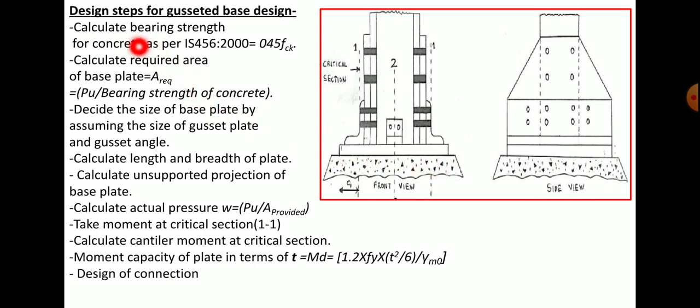So the first step is similar, calculating the bearing strength as 0.45 fck. Calculating area required is also the same, Pu divided by bearing strength of concrete.